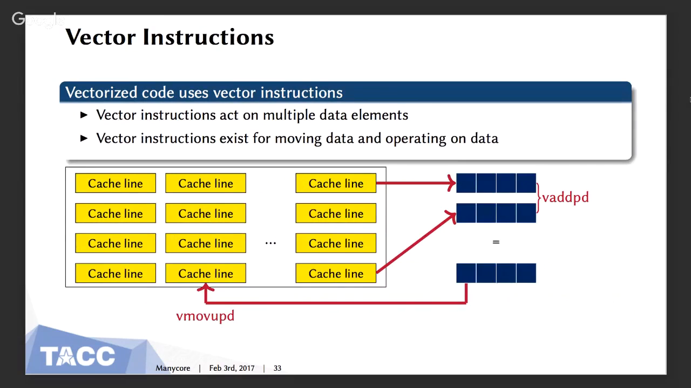So of course, vectorized code uses vector instructions. Vector instructions actually operate on multiple data elements simultaneously. There exist vector instructions for moving and operating on data. So over here on the left with the yellow boxes, I have my cache lines. The idea is a single vector instruction will move 4 data elements from a cache line into one of my blue box registers on the right here. And then another move instruction will move 4 elements from the cache line to another blue box register. Then I'll add those 2 together with a single instruction. And at the bottom there, the data will be stored and then moved back into the cache with a single instruction.